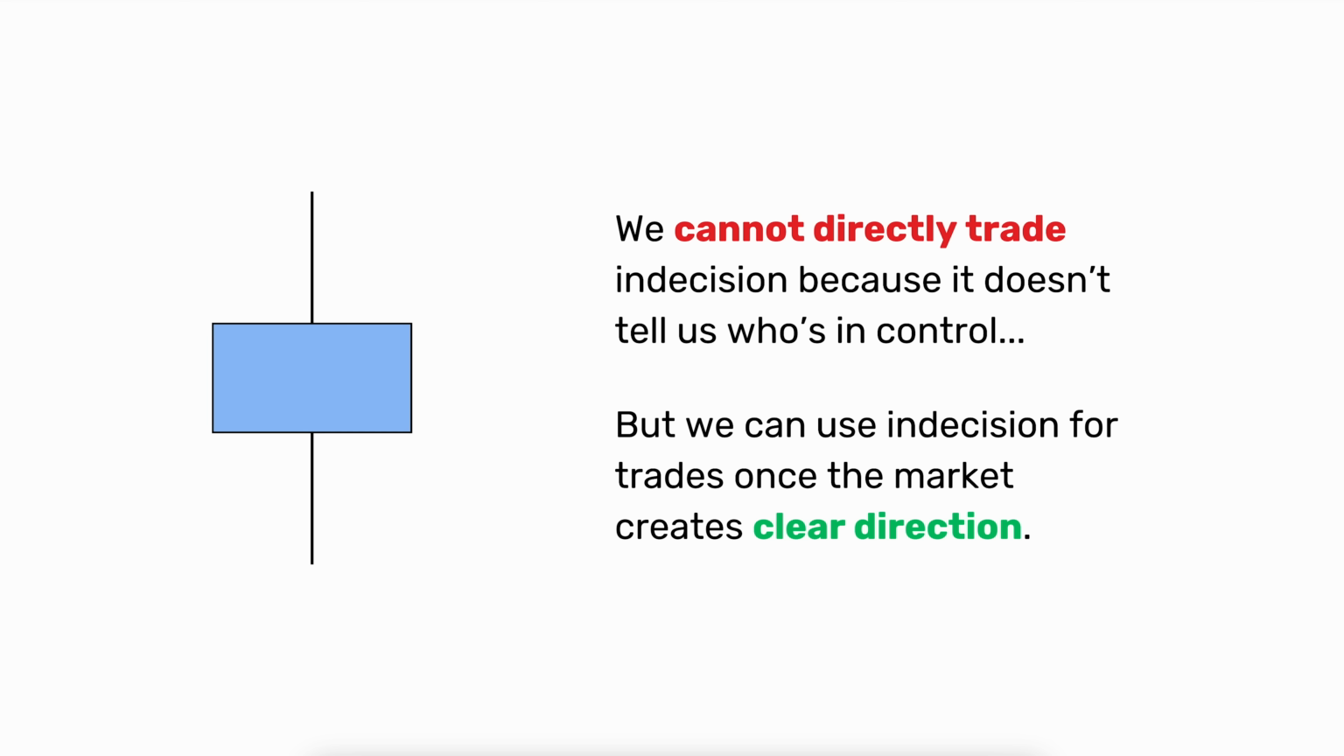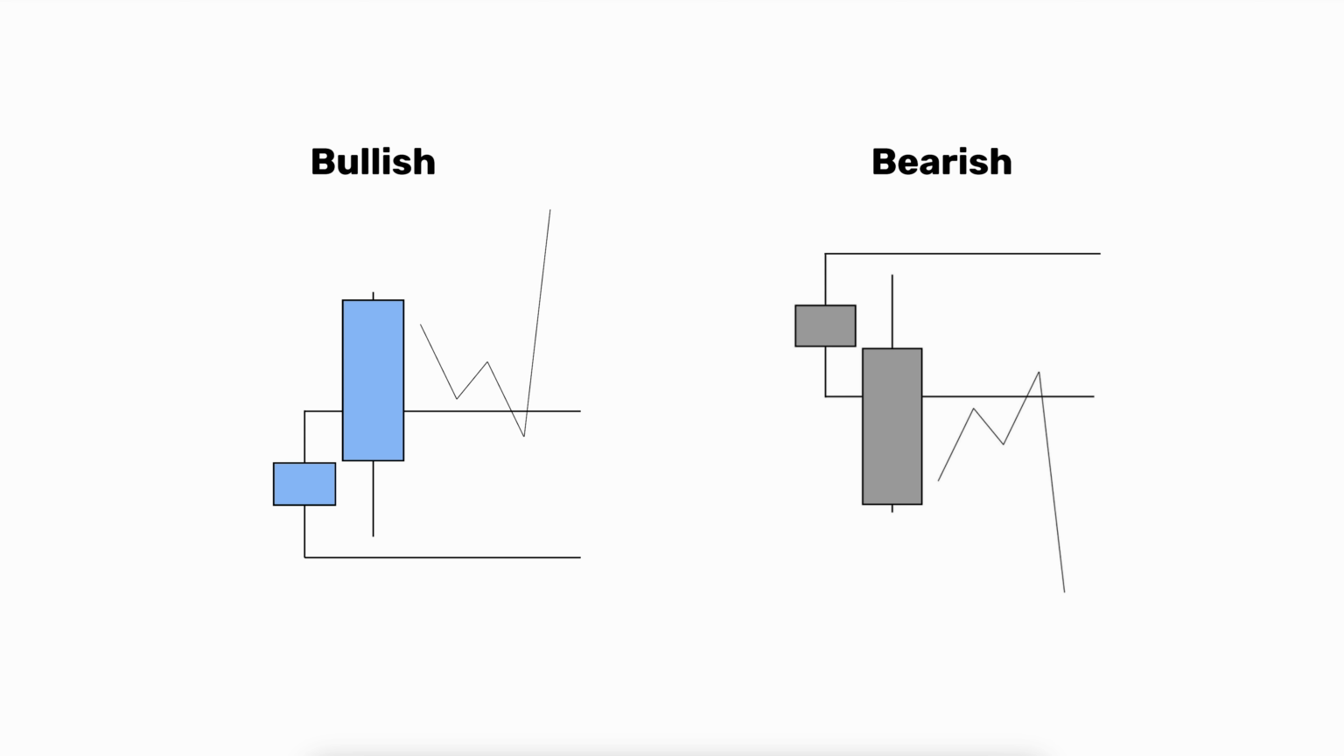Now, how do we actually trade indecision? Well, we cannot directly trade it because it doesn't tell us who's in control, right? We want to be on the right side of the market. If buyers aren't in control and sellers aren't in control, then we can't directly trade that candle. But we can use indecision candles for trades once the market creates clear direction. So for example, if we have an indecision candle, which shows no control by either party, and then the market breaks out of that range, we can use the pullback to buy or sell in line with whichever direction has taken control, whether that's buying or selling.